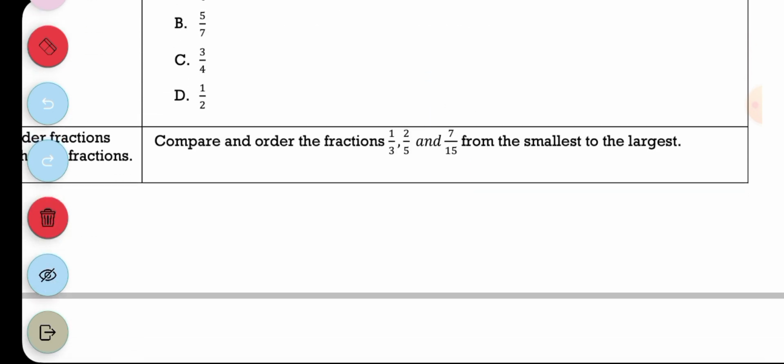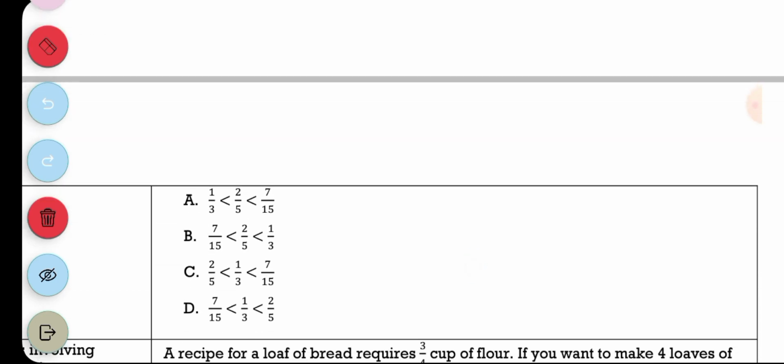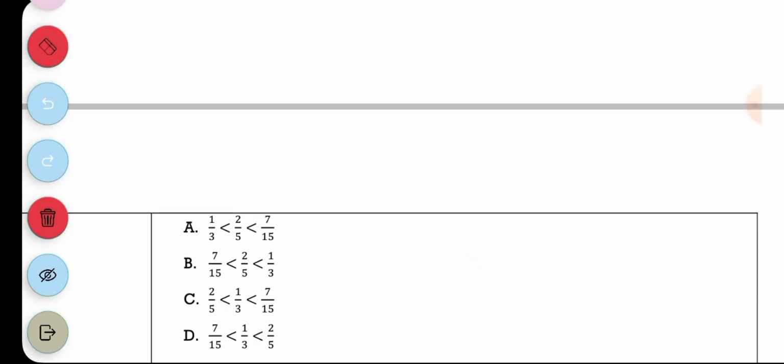Question 15. Compare and order the fractions 1 over 3, 2 over 5, 7 over 15 from the smallest to the largest. How do you order them? You order them by multiplying all of them by a particular number, say 100. And when you do that, the fraction which gives you the highest answer is the greatest. When you do that right, your answer to question 15 will be A.